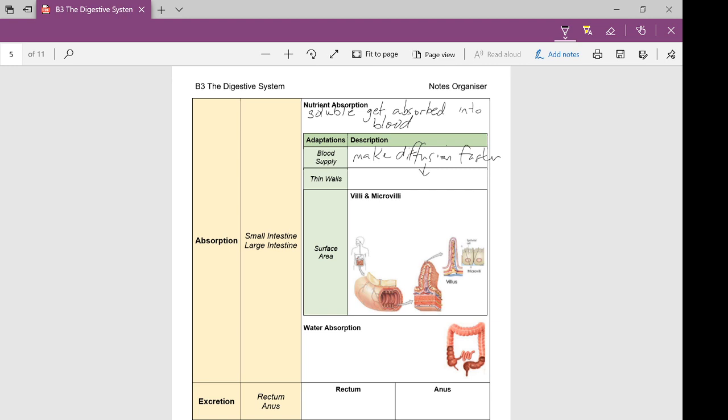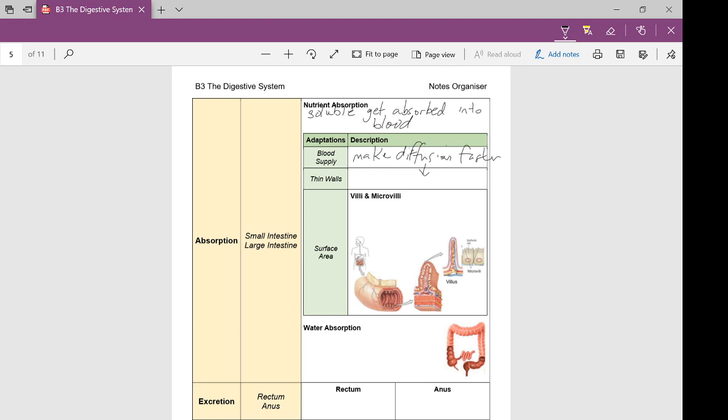Same with the reason why we want thin walls of the small intestine, because if the walls were really, really thick, diffusion of our food passing through into the blood is going to take a long time. So we want to make sure the walls are thin as well, so the diffusion distance, how far the food has to travel, is really, really small.